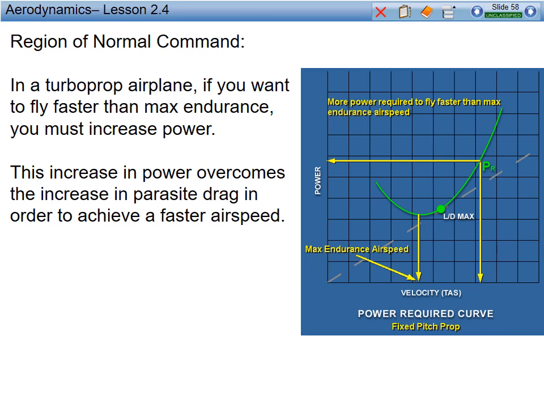Region of normal command. In a turboprop airplane, if you want to fly faster than maximum endurance, you must increase power. This increase in power overcomes an increase in parasite drag in order to achieve faster airspeeds.